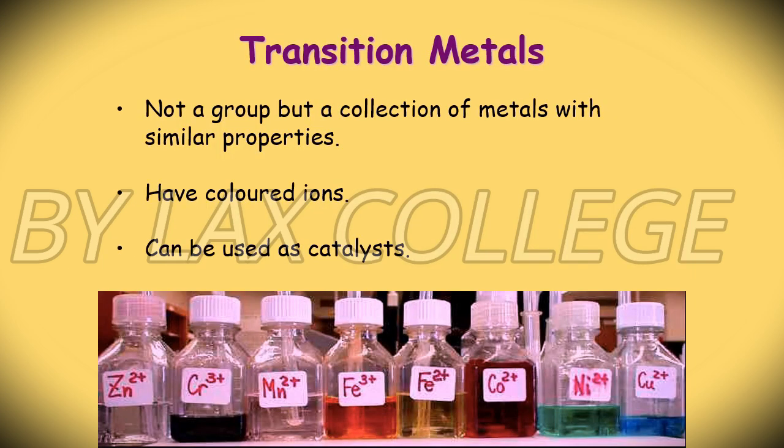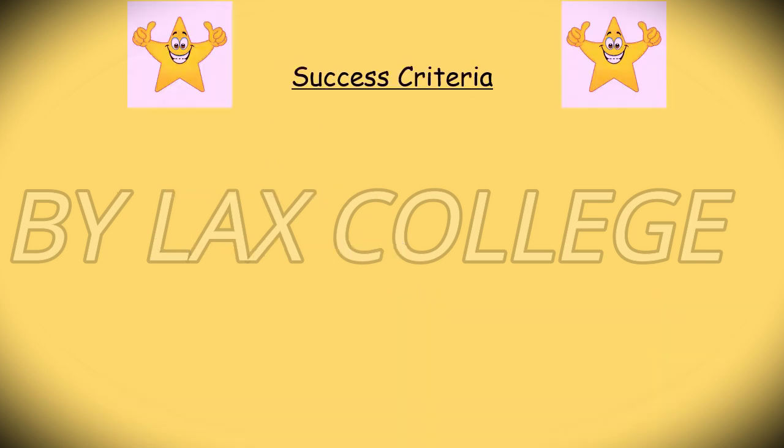Now, transition metals are not one group. There are lots of different groups. As metals, they can be used to make a lot of useful things, and if they form ions, which we'll learn about in another lesson, they form multicolored ions, and you can see them at the bottom. And they're also used as catalysts, and a catalyst is something which makes a reaction go faster, but you can get it back at the end. So they're really good catalysts, and they're really important to be used as catalysts.